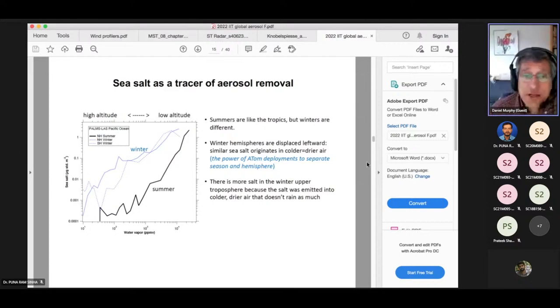It's because it's winter. It's not because we were in the winter hemisphere of the world, if you can follow that. And there's a lot more sea salt in the upper atmosphere, in the dry upper atmosphere in winter. And the reason is very simple. In winter, the air starts out drier, so it doesn't rain as much in winter. And so you don't have as much wet removal.